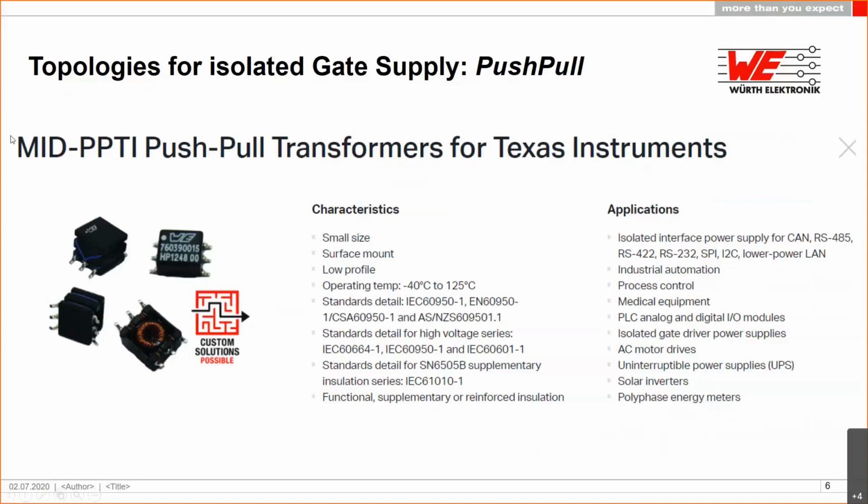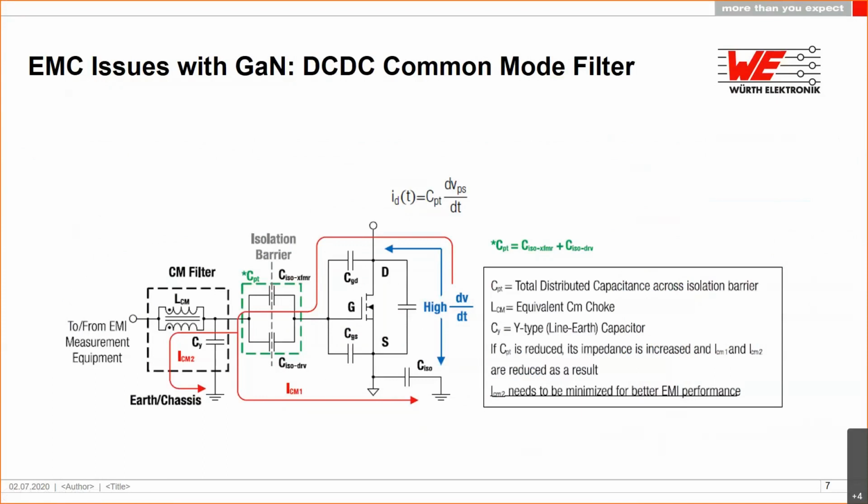And the product area here is the mid/PPTI push-pull transformers. As we already mentioned, there is some CMTI issue. What does it mean? You heard from Martin, with GaN devices and also with SiC devices, we have a very high dV/dt on the switch node and in the gate drive circuit.